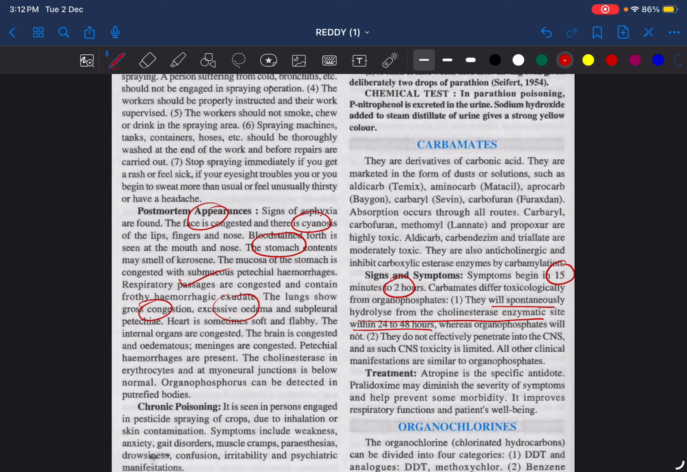At the same time, carbamates have one more advantage. Why? Because of CNS toxicity, they can't penetrate the blood-brain barrier. That is why carbamates are in a somewhat safer zone. But symptom-wise, the symptoms following carbamate ingestion are very quick and spontaneous. And remember again, atropine is the specific antidote, and for carbamates never use pralidoxime or any other oxime compounds. Oximes are contraindicated in carbamate poisoning.